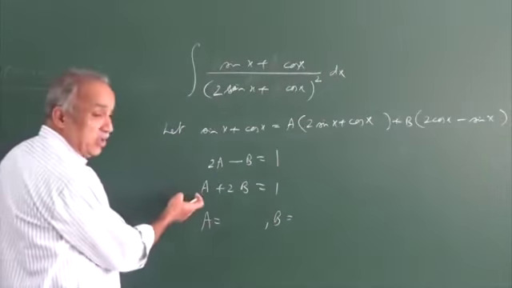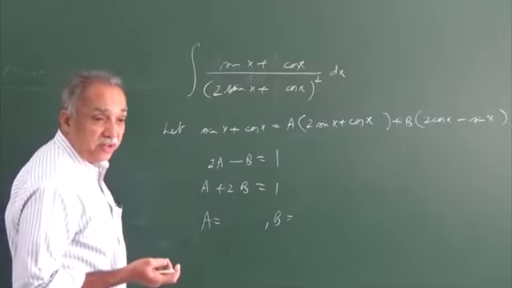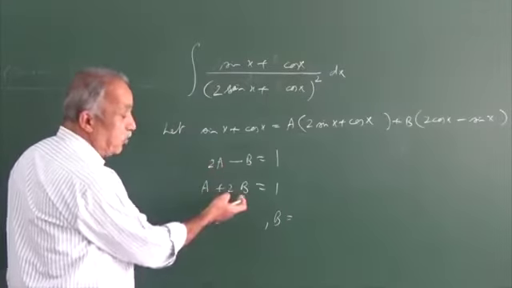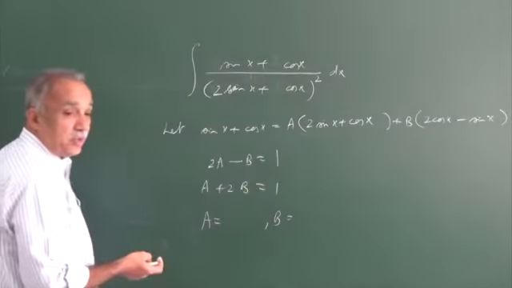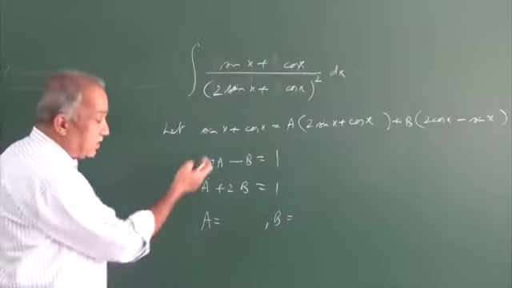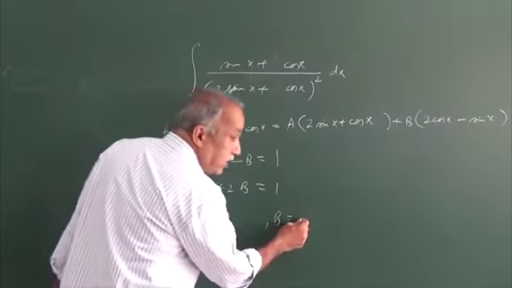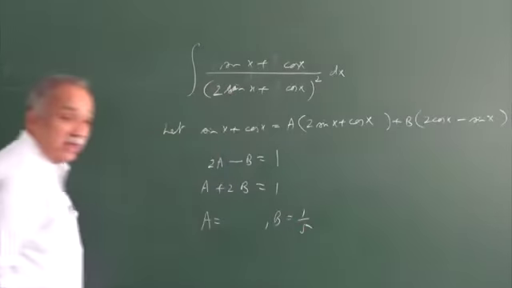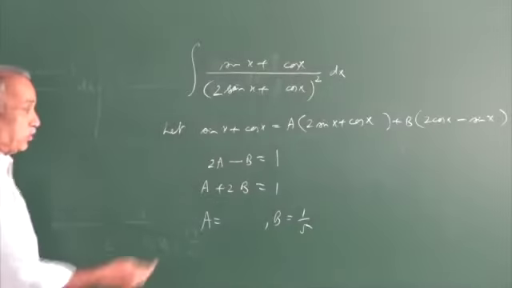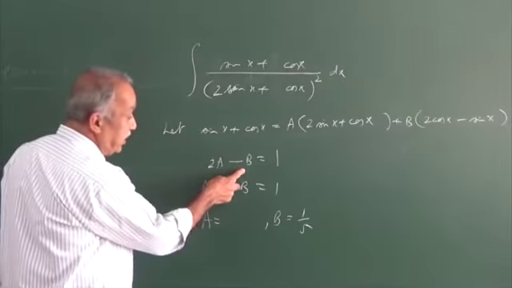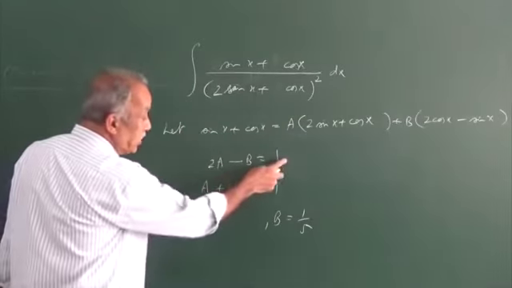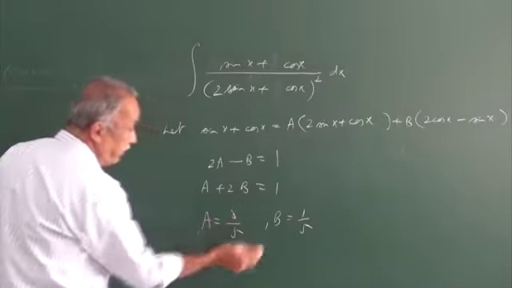Multiply the second equation by 2 and subtract. What do you get? Minus b minus 4b equal to 1 minus 2, minus 5b equal to minus 1, b is equal to 1 by 5. Am I right? Substitution of this b in this equation gives 2a equal to 6 by 5, a equal to 3 by 5.